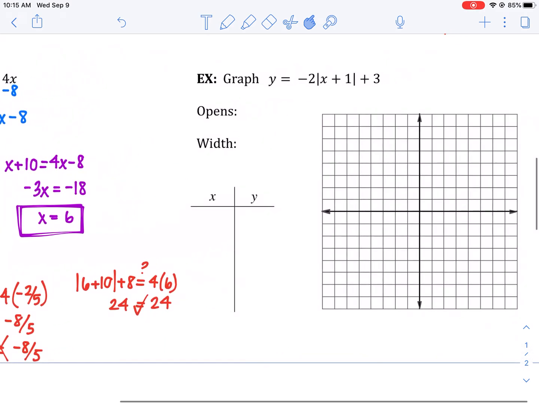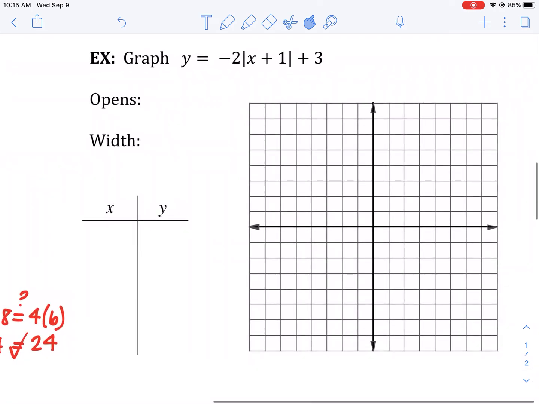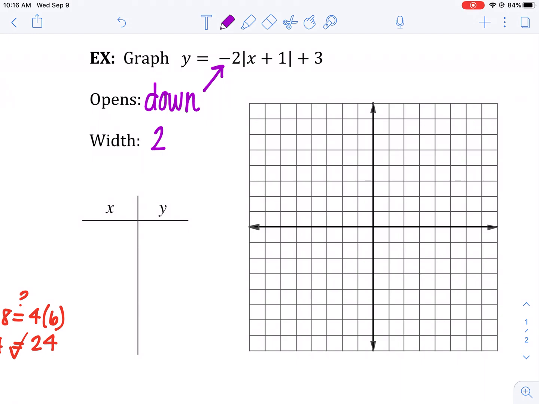Okay, last problem. This is based off of the discovery that we did the day before. So hopefully you have an idea of what this graph looks like. We're going to ask for a couple information on the side and then the actual graph. Hopefully 3 to 5 points like a normal homework assignment. So looking at this problem, I know it's going to open down because of that negative sign. I know the width is going to be 2 because of this 2 in front.